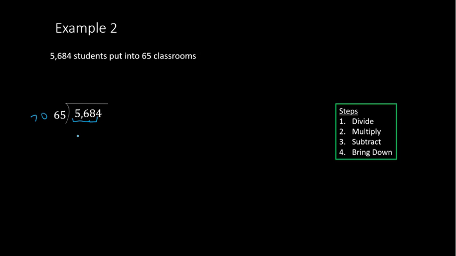If we do 8 times 70, that would be 56 with a 0, right? 560. So maybe 8 would work. 8 would get us pretty close to 568. So if we put an 8 up here, we can then do 8 times 65. 8 times 5 is 40. You take the 0, carry the 4. 8 times 6 is 48, plus 4 is 52. And that gives you 520.